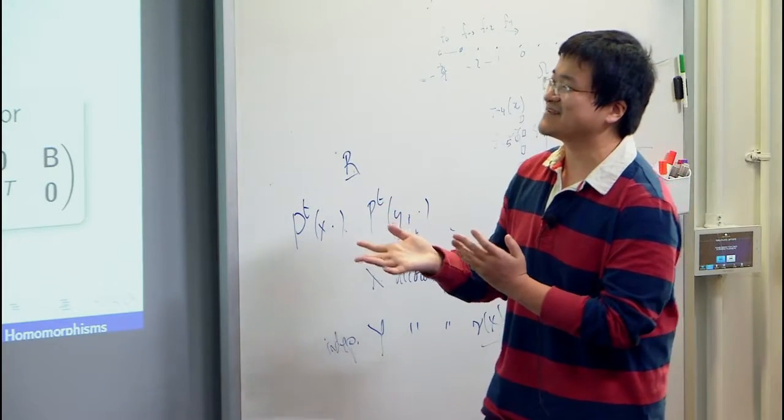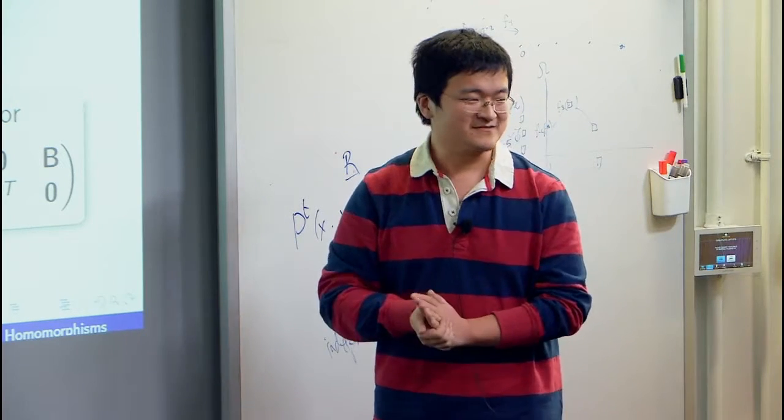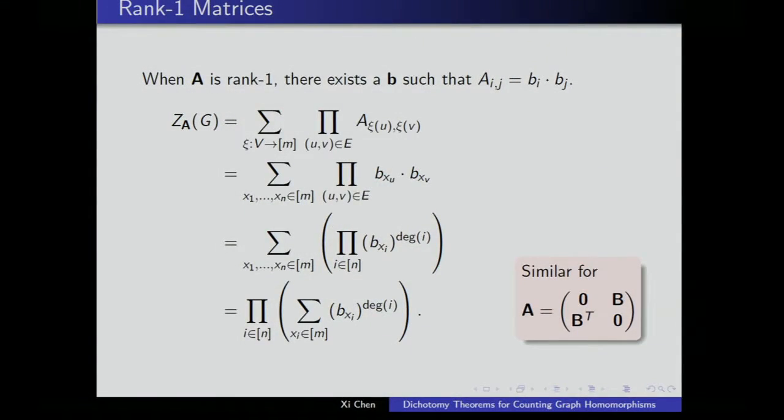Just as a warm-up, let's look at rank 1 matrices. And let's show that for rank 1 matrices, the partition function is really easy to compute. So A is a rank 1 matrix, which means there exists a vector B such that you can write Aij as Bi times Bj. This is the partition function that we want to compute.